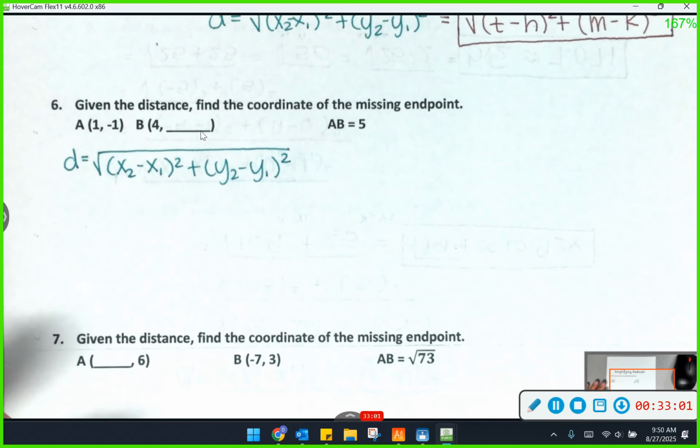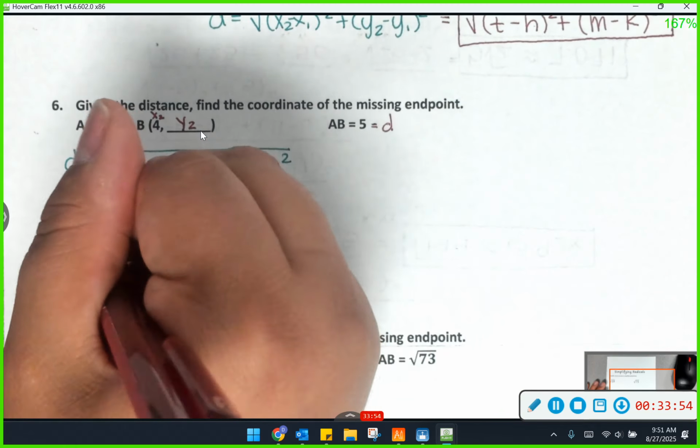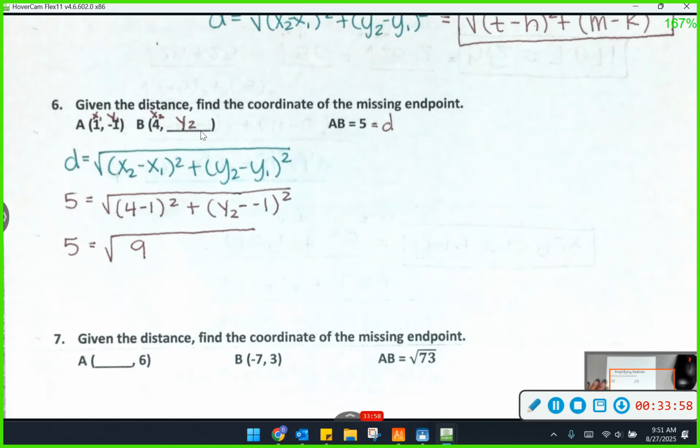5 equals 4 minus 1 squared plus, I don't know y2, minus -1 squared. Are y'all okay with what I've done so far? Okay. What do I do next? What's 4 minus 1? 3. And what's 3 squared? 9. Are y'all okay with me going ahead and changing that to a 9 and everybody knows where I got it from?